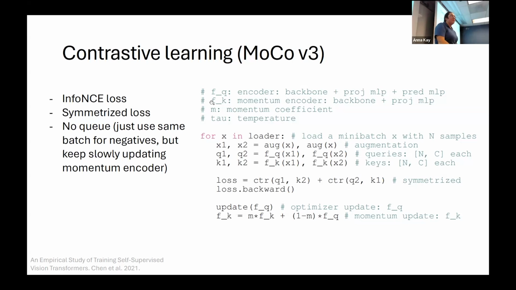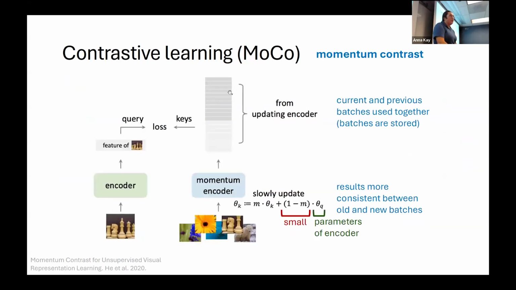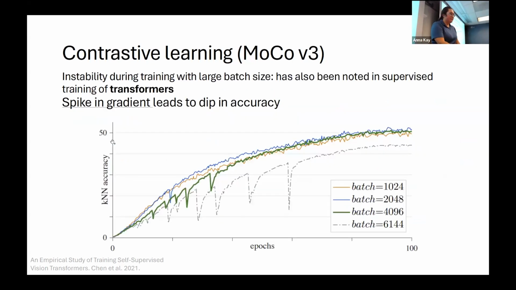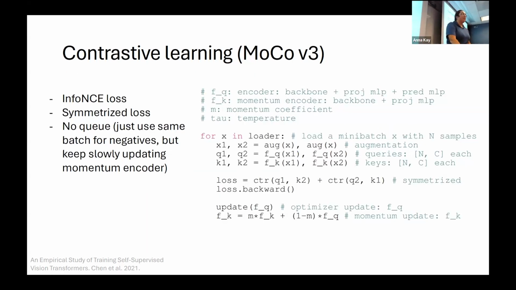And then they also, unlike MoCo, completely forgot about the queue. So they completely forgot about trying to minimize the amount of memory or the amount of samples we have in a particular batch. And that's just because technology had advanced by this point. But they still kept the slowly updating momentum encoder. So that gave a few percent performance improvements.